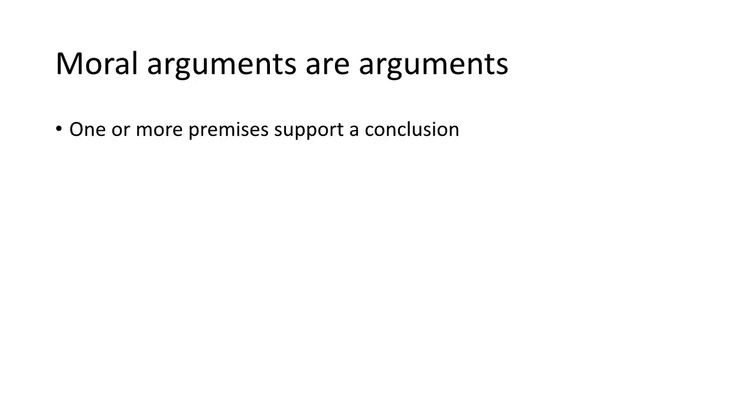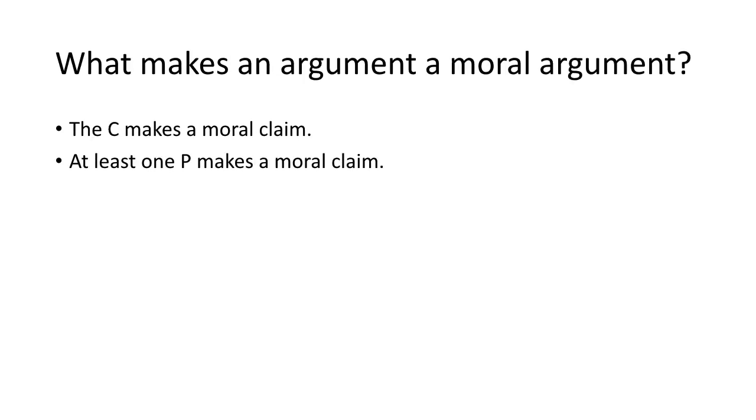First of all, moral arguments are arguments. A moral argument will have at least one premise, usually more, and it will have a conclusion. What makes an argument a moral argument is that the conclusion makes a moral claim and the premises support that conclusion. Also, every moral argument should have at least one premise that makes a moral claim.